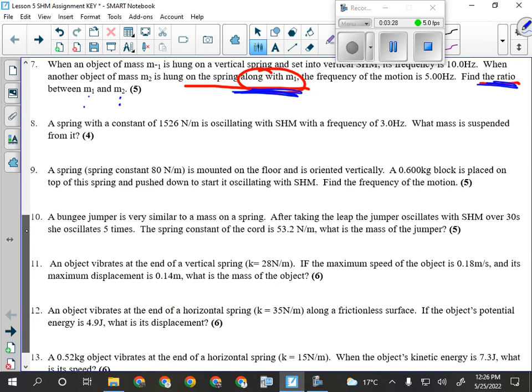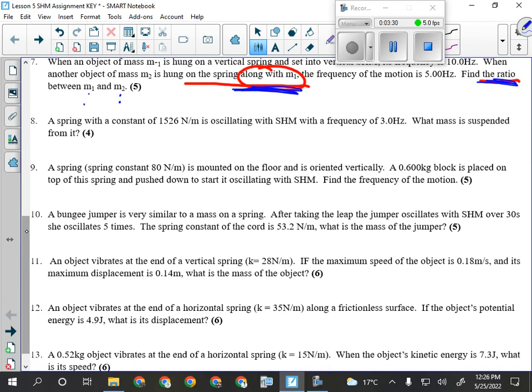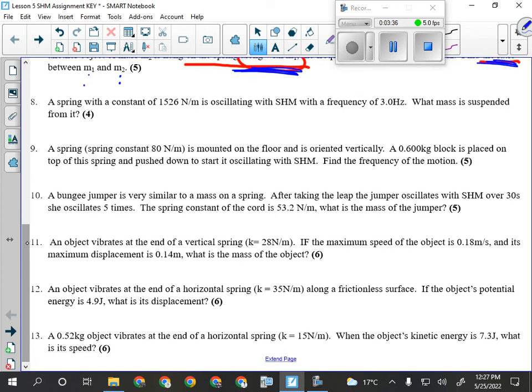And then number 8, you got a spring with a spring constant. You've got the frequency. You're looking for the mass that's suspended from it. Number 9, mass on the spring question, and you're looking for the frequency of the motion, knowing the spring constant and the mass.